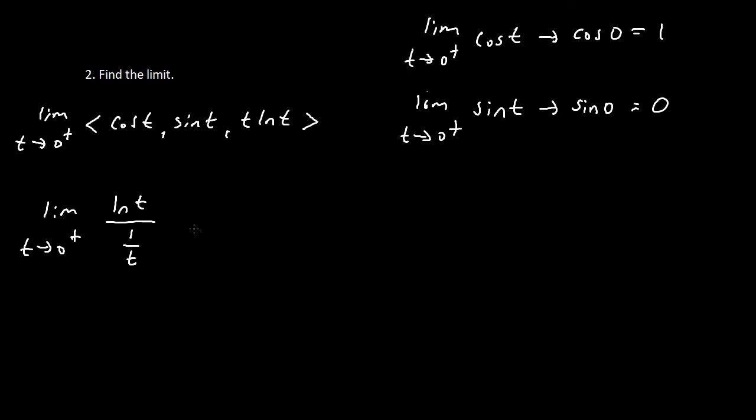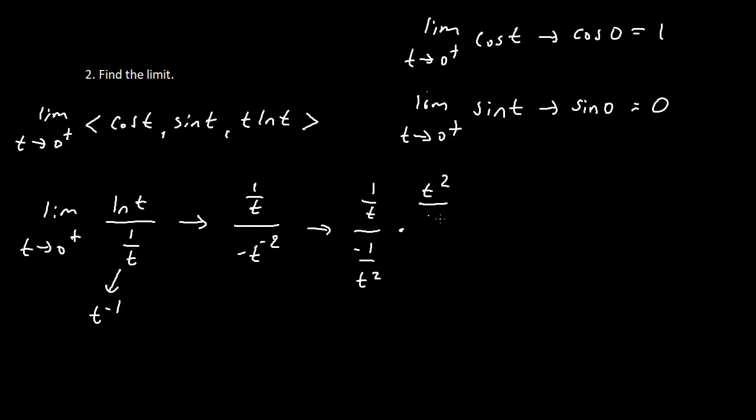When we use L'Hopital's, we're going to differentiate the numerator and the denominator. So the derivative of natural log of t is simply 1 over t, over, now the derivative of 1 over t, I can rewrite 1 over t as t to the negative first, so we can use the power rule, and we get negative t to the negative second. So I can rewrite it as 1 over t divided by negative 1 over t squared. When I divide by negative 1 over t squared, I can multiply by its reciprocal, so t squared over negative 1. One of the t's will cancel, and so we're left with negative t.